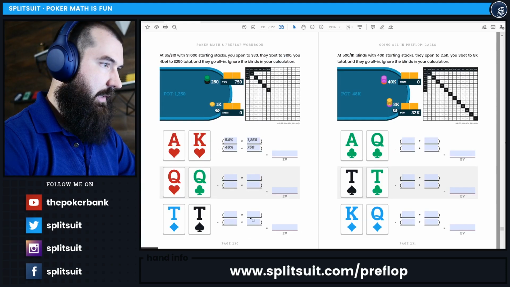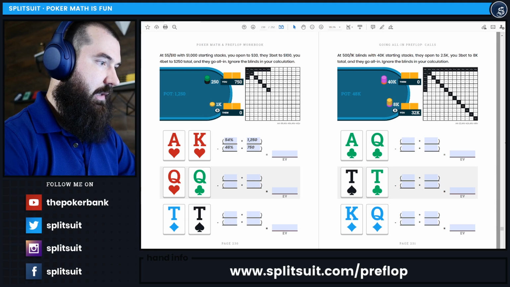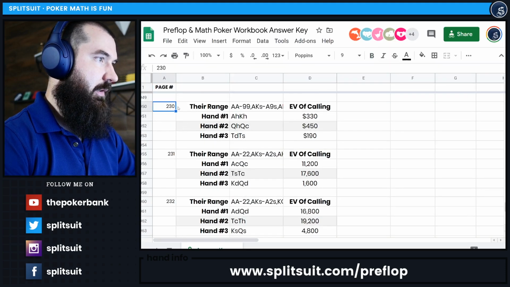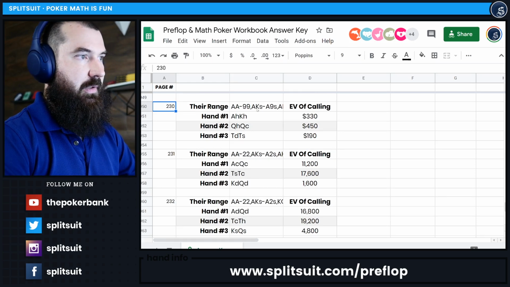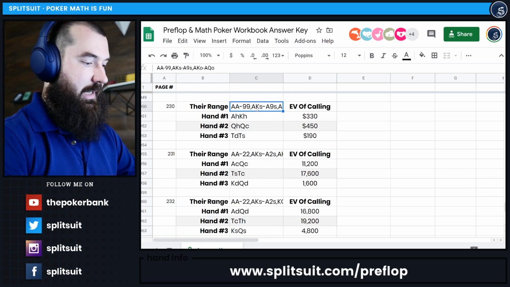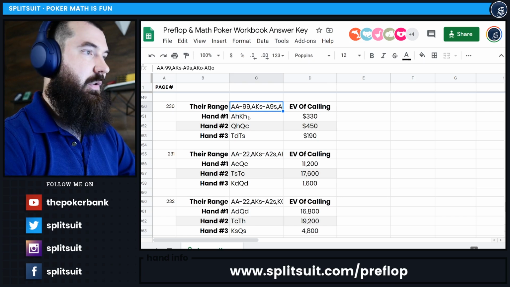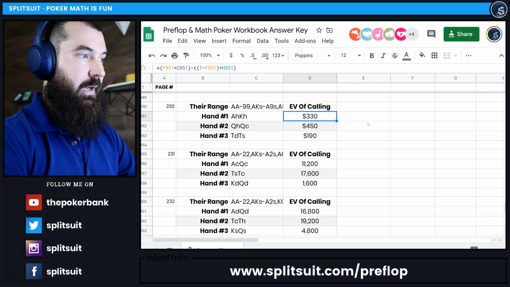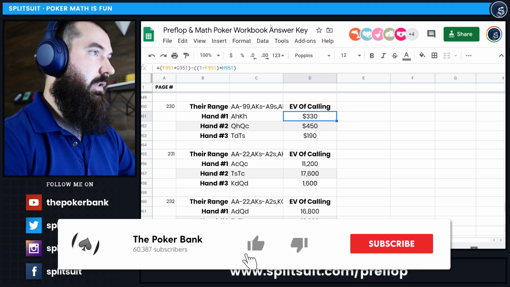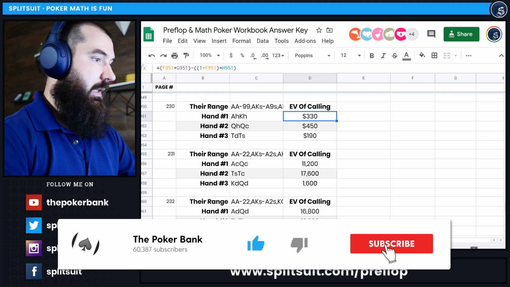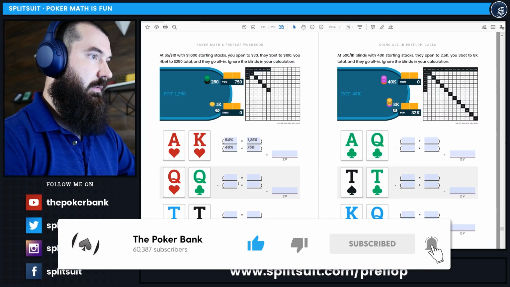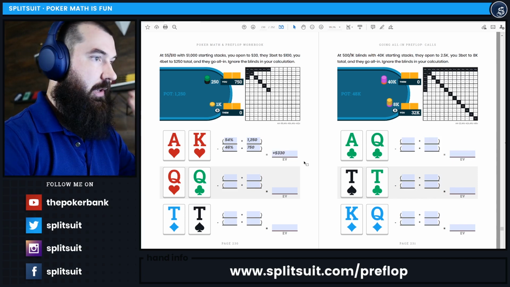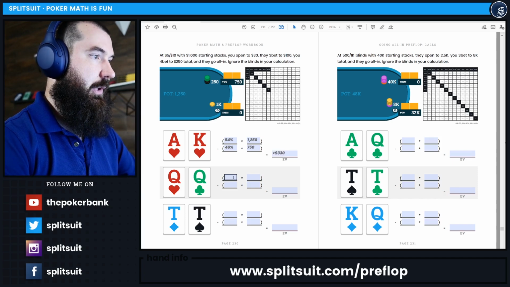So real quick, back in the workbook, we're on page 230. I organize this nice and easy. You see page 230, there's their range. If you bought the paperback version, you can just get in here, control copy, and bring it into Equilab just like we did. And we see that the EV of calling is plus $330. Perfect, everything is good to go. We did everything right, easy peasy. All right, so let's jump over to the next one. So that's plus 330. Control S to save, and we're good.